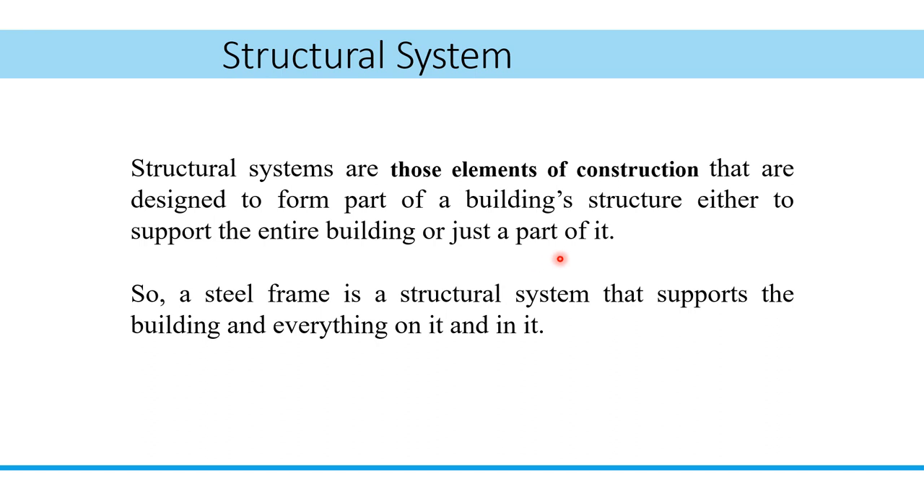For example, if there is one column supporting the upper floor only, that is the one element carrying the whole load of the structure. And if there are a number of columns, definitely there are many elements which support the structure. For example, a steel structural system supports the building, loads, everything on it. If there is a beam-column system of steel members, that is a frame, and the frame members will support all the loads acting on it.